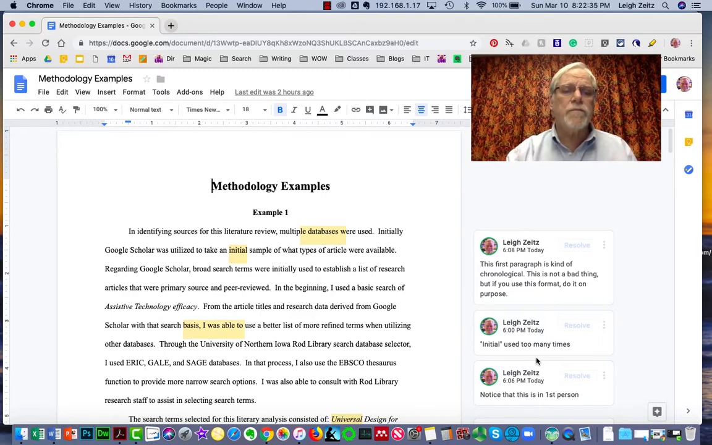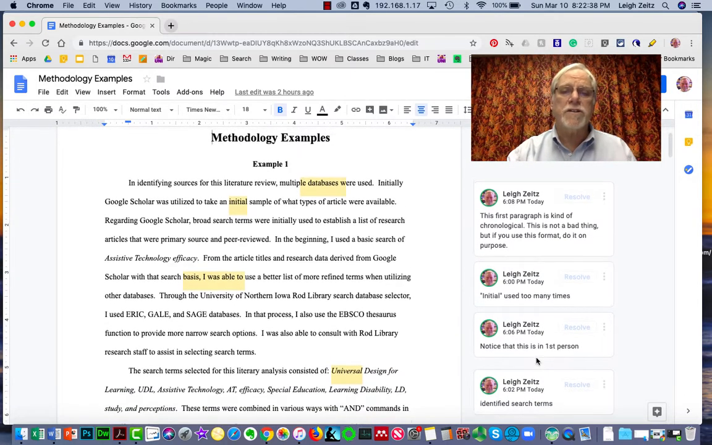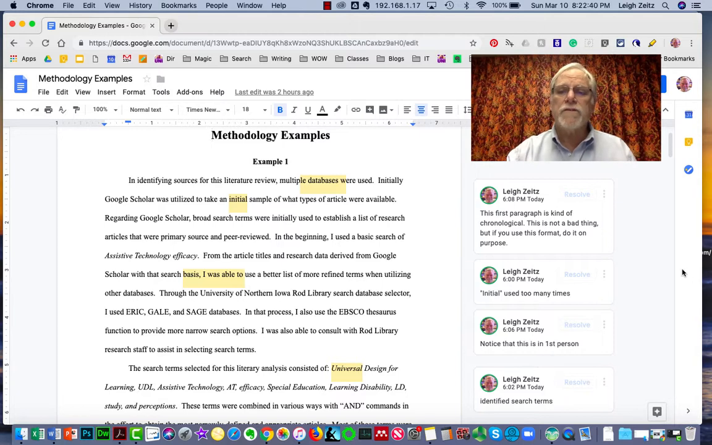So this first one is one where they're talking about assistive technology. The way in which it was set up was chronological, as to how this person went through and did the research. It's one way to do it. Some people don't do that, but this was one where this person was actually talking about how the information unfolded in front of him. I made a little comment here because it said initially, Google Scholar was utilized to take an initial sample. You don't want to repeat the same word in a sentence or two.